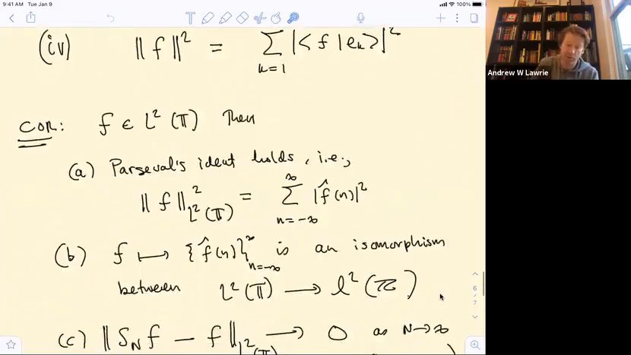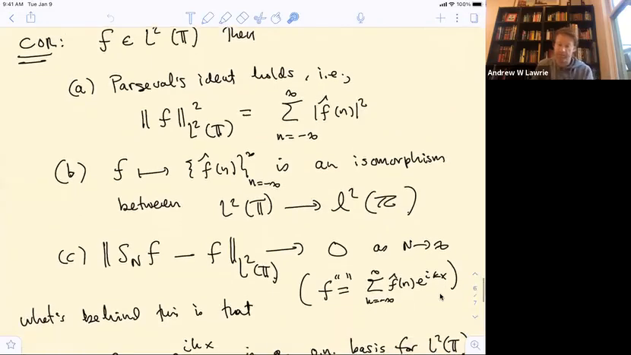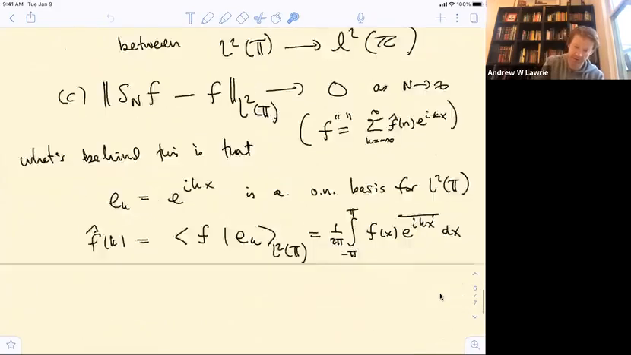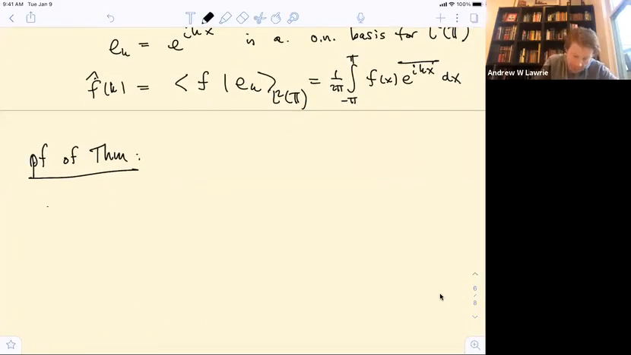Okay, so we'll prove this theorem, and then we'll deduce a corollary. We'll come back to this corollary about the Fourier series. Okay, so let's prove the theorem. We'll start by proving that one implies two.